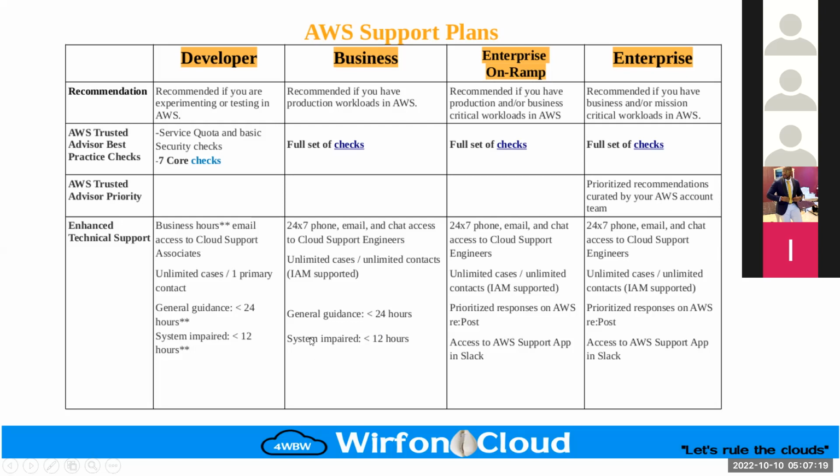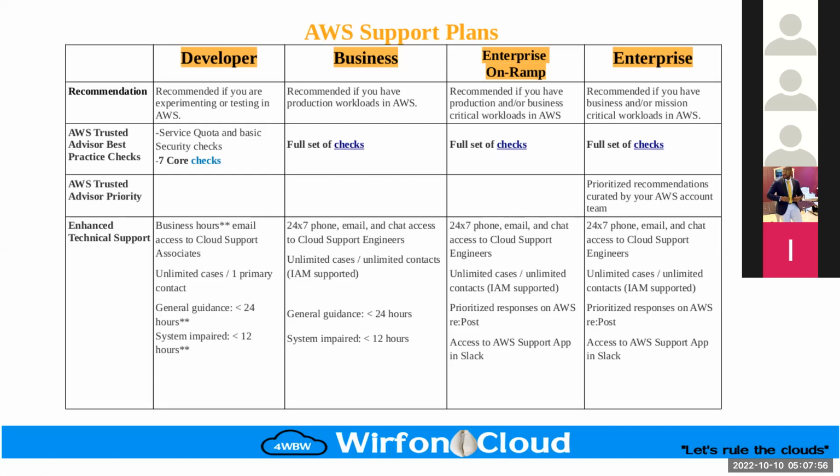And here you have the same general guidance. You have less than 24 hours to get support, and system impaired less than 12 hours. But when you move on to the enterprise On-Ramp, you see here that it has prioritized responses on AWS re:Post. AWS re:Post is referring to the AWS communities, the vibrant online communities. So whenever somebody on the enterprise On-Ramp raises something there, they will respond.